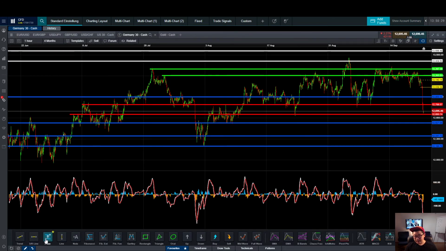And this entire area, what is this? Why is it a major area? Number one, look at how many times it bounced off this area. This is very important. So this support, when you draw a support or resistance line, you always have to remember how many times it bounces off this specific area.